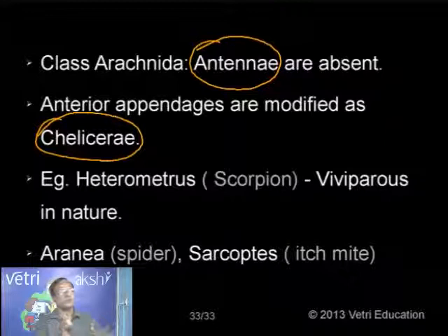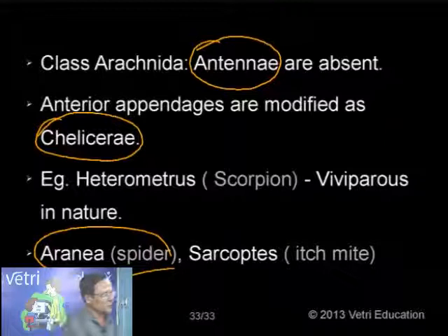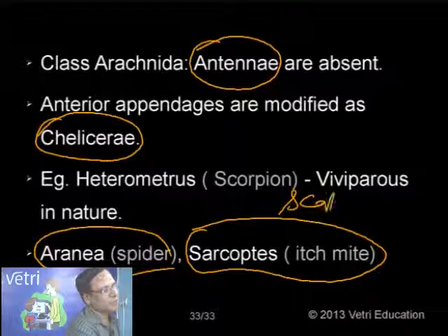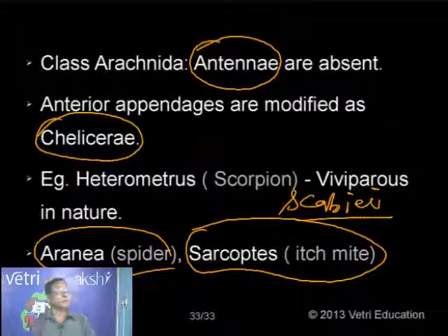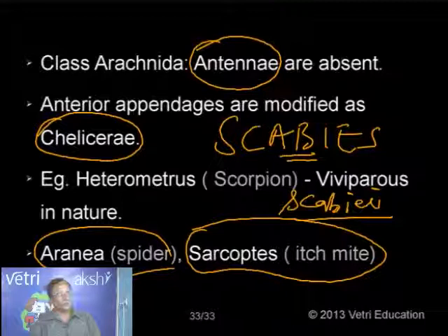Then the spider, Aranea. I mentioned already the excretory product, and we also have a web made up of keratin. They have book lungs as well as the tracheal system. Now, this is of economic importance: Sarcoptes scabiei. The species name is Sarcoptes scabiei, because it produces a skin disorder called scabies. The skin disorder, scabies, is produced by Sarcoptes. That's why it's called the itch mite, present on our body surface externally. So a scabies disorder is caused by Sarcoptes, a kind of itch mite.